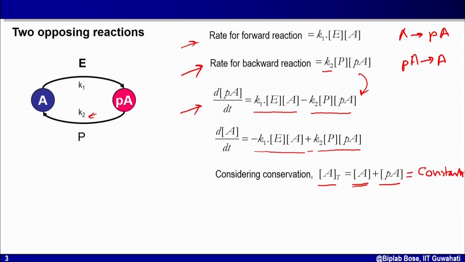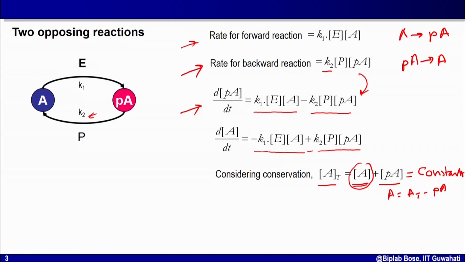So with time, the total amount of A is not changing. Some of the A is remaining as unphosphorylated A, and some of it is becoming phosphorylated. So total A, AT, is remaining constant. That means I can represent free A by AT minus PA. So if I do that, then I don't need a separate ODE for representing the rate of change in concentration of A. I can represent the system as a whole by the ODE for PA only.